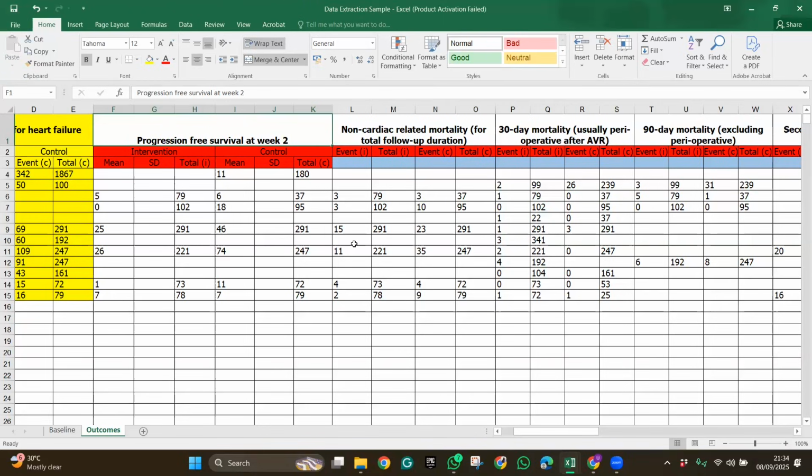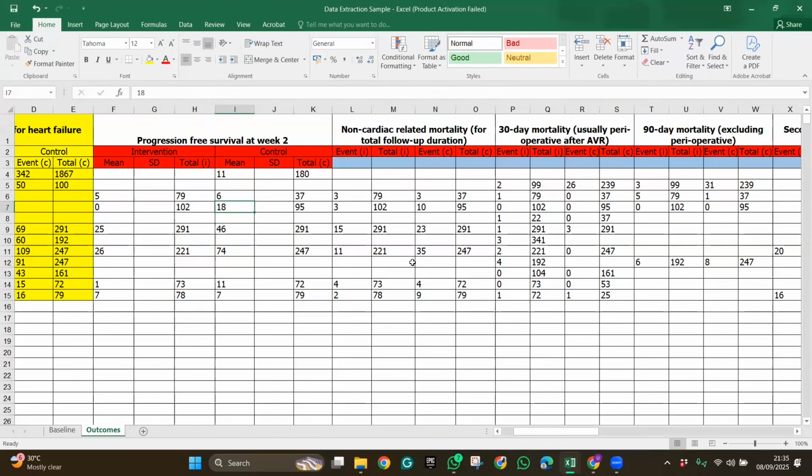The 5 studies report this outcome in the form of a table. So what you did was simply extract the data and enter it into the extraction sheet. 4 studies did not report this outcome. But there is one more study which did report this outcome. It reported progression-free survival, but it reported it in the form of a graph.